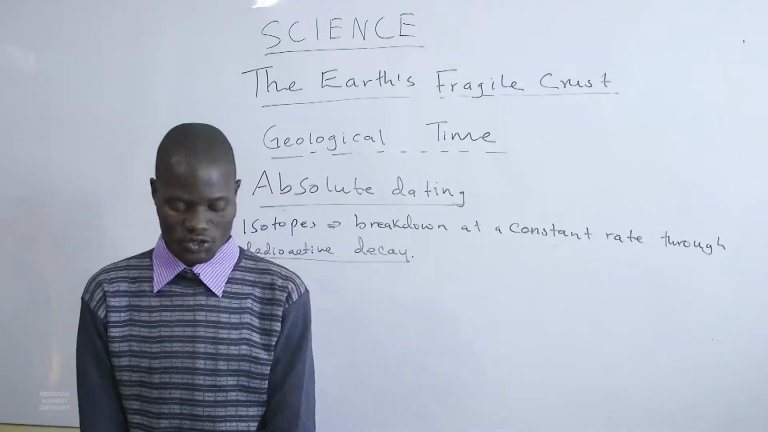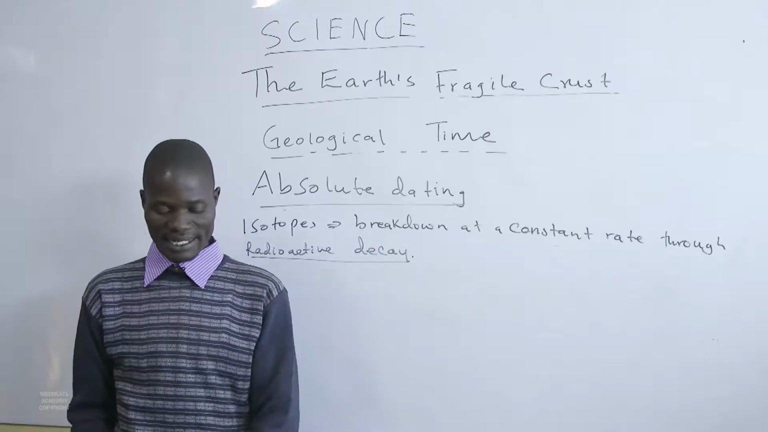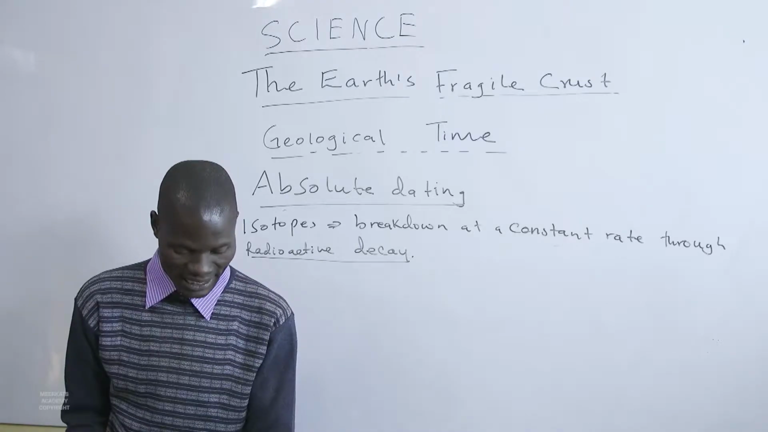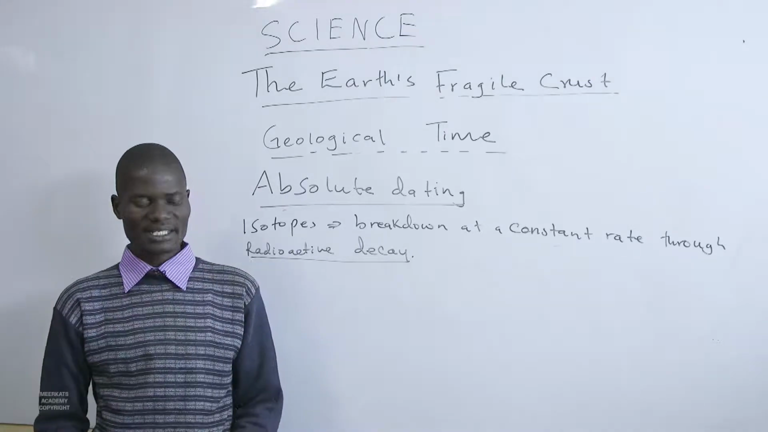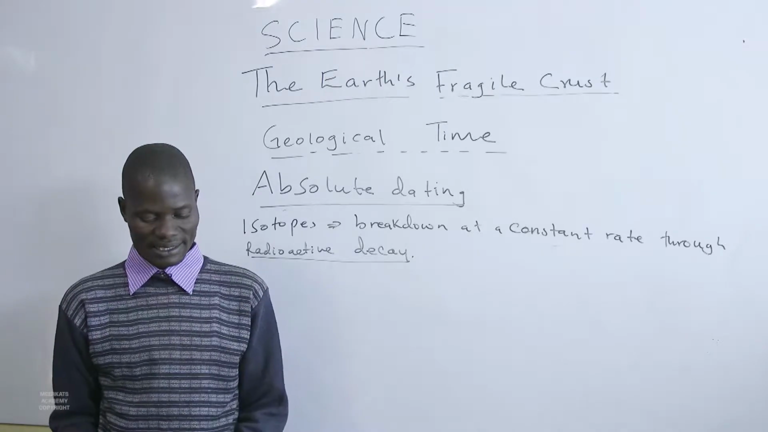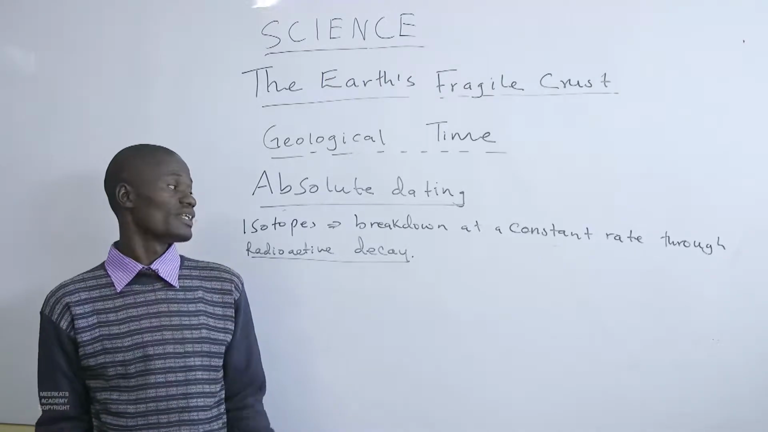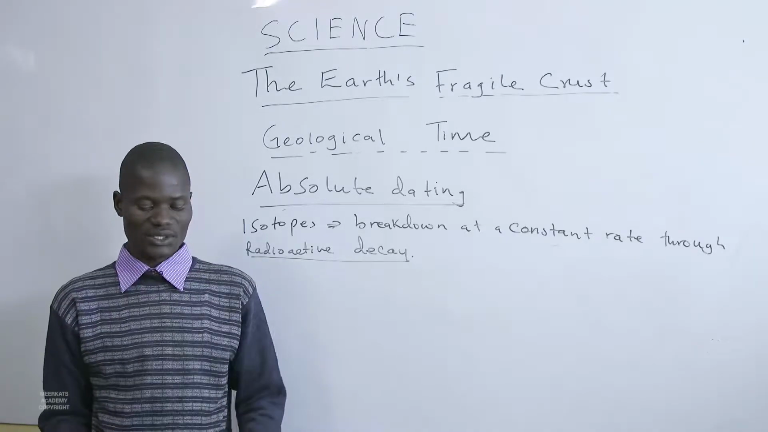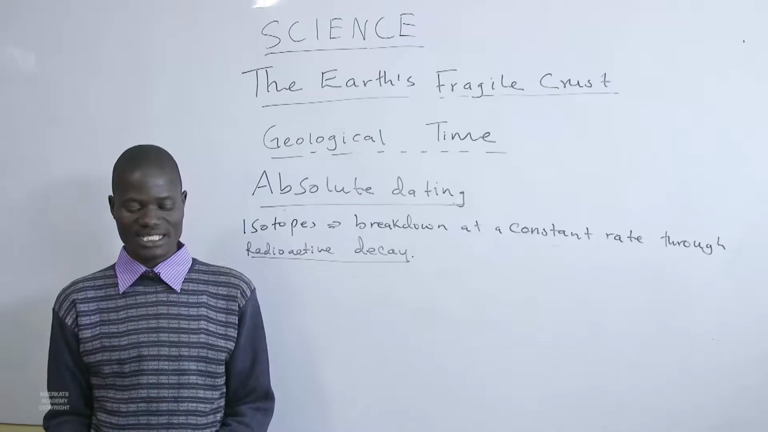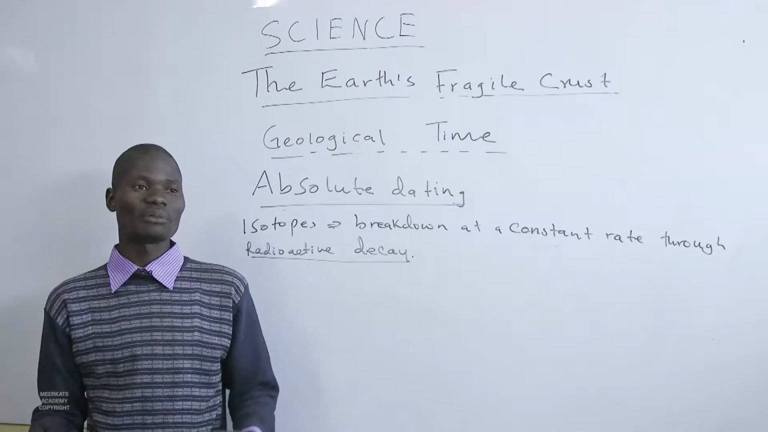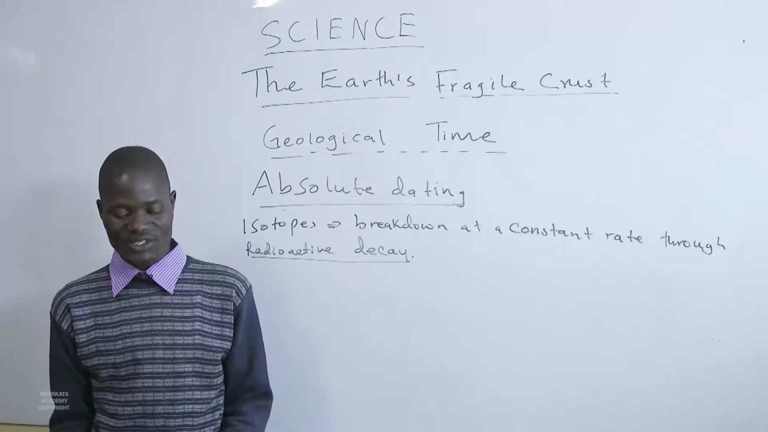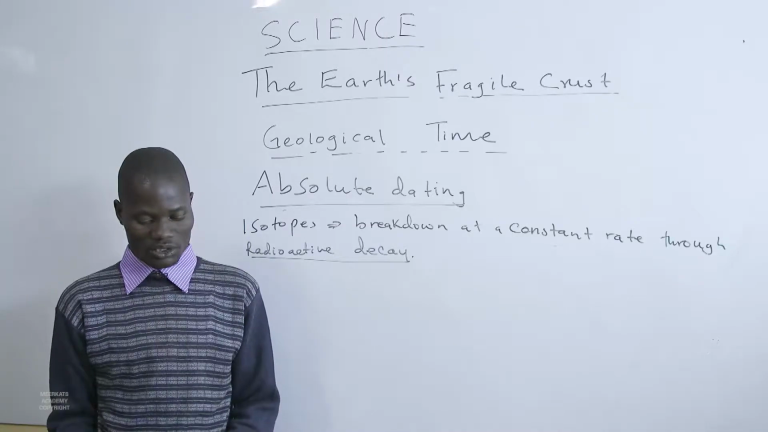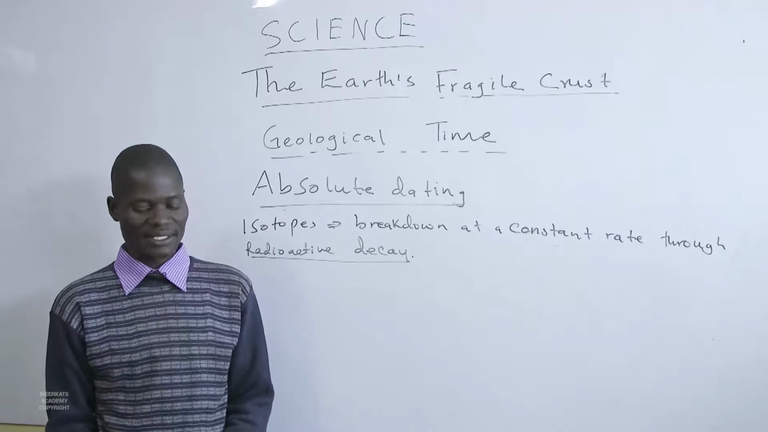Now, most of these isotopes are found in different elements or different minerals that are found in the Earth's crust. And by measuring the ratio of the amount of the parent isotope and also the amount of the daughter isotope that it breaks into, we are able to find their age accurately. And this will bring us to determining the radioactive decay.